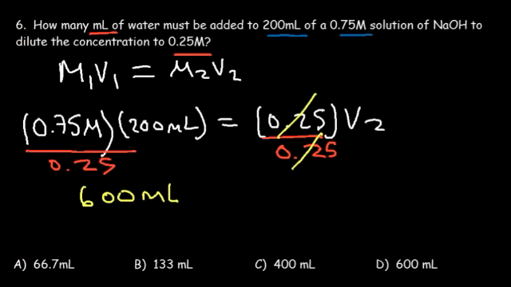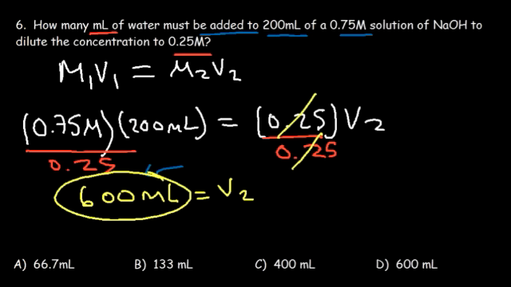So that's V2. But now you have to be careful because the question asks how many milliliters of water should be added. If they were asking for the final volume, 600 would be the answer. But if they're asking how much water should be added, you need to take the difference between 600 and 200. So you got to add 400.